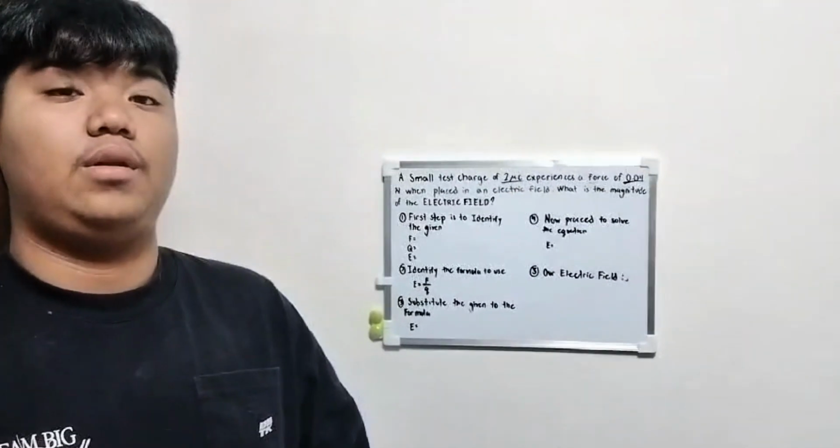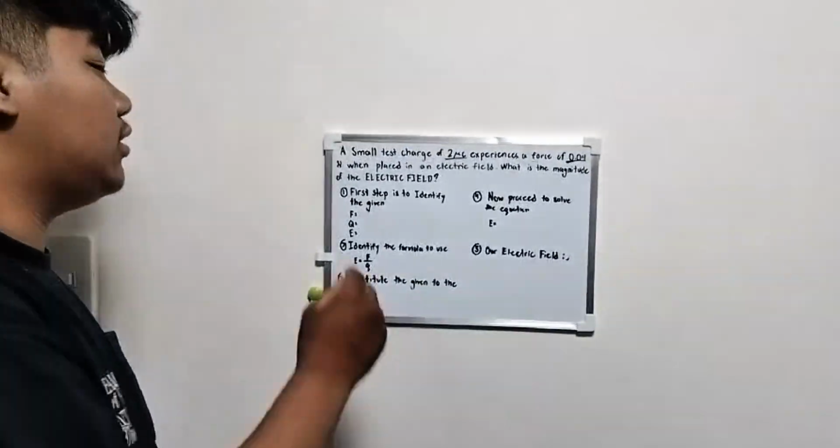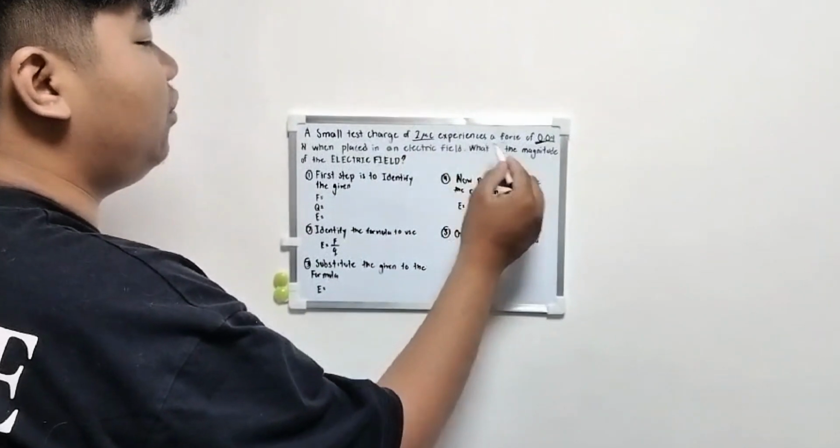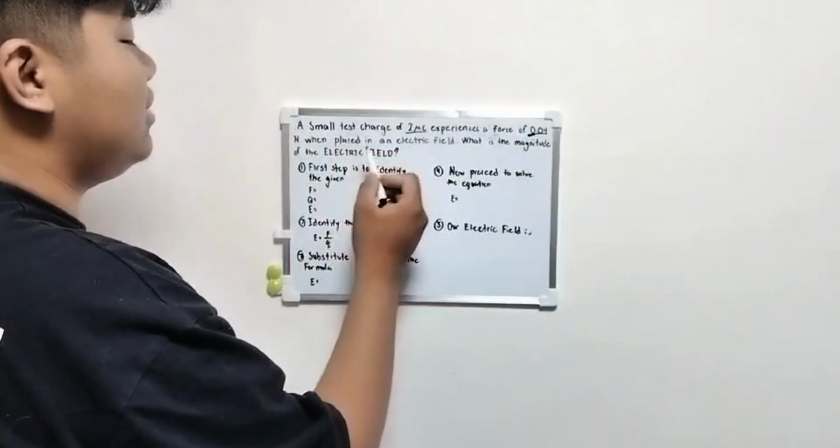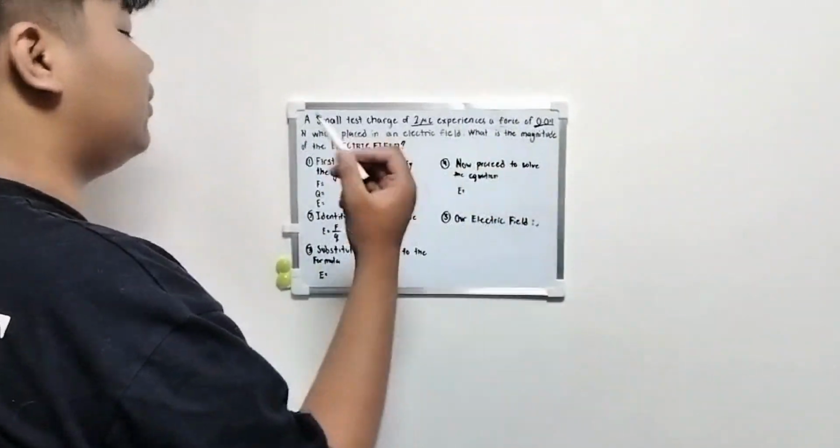Examples. Now, for our first problem, a small test charge of 2 microcoulombs experiences a force of 0.04 newton when placed in an electric field. What is the magnitude of the electric field?